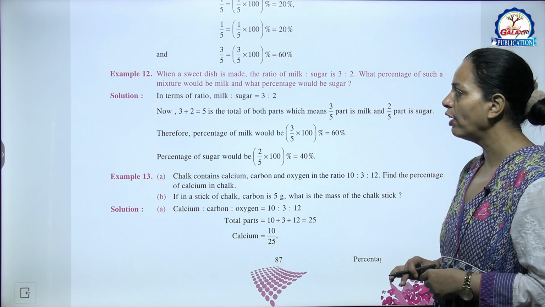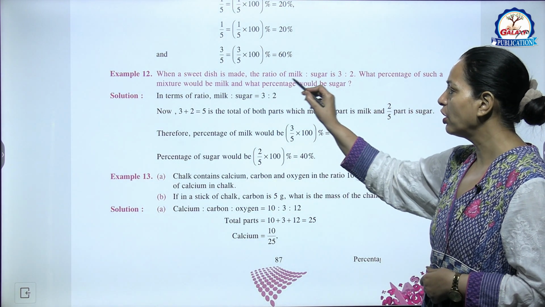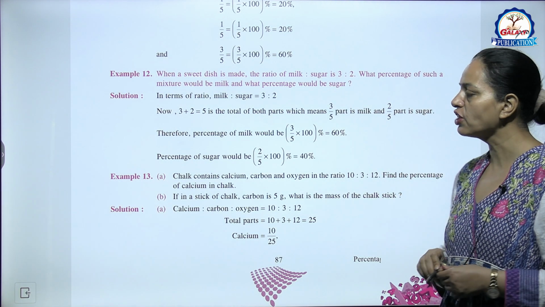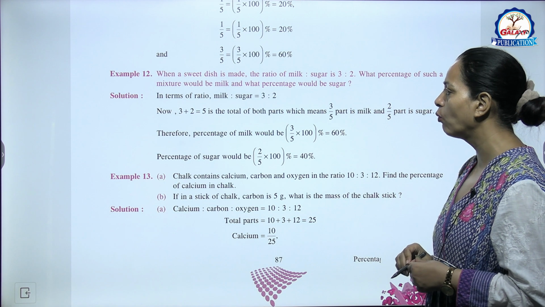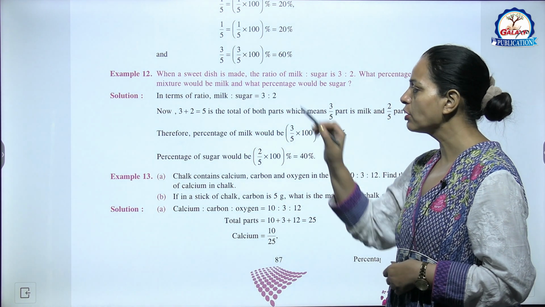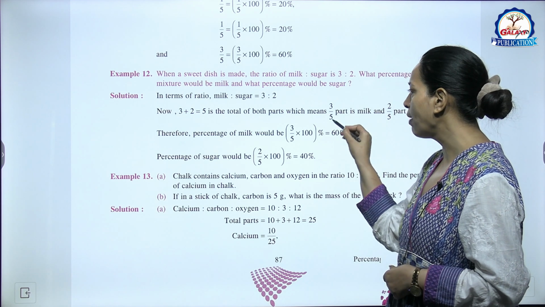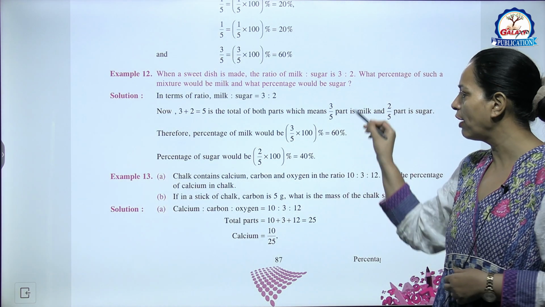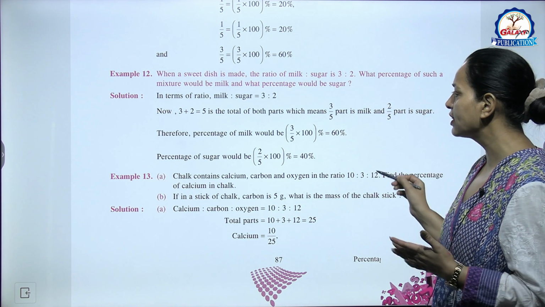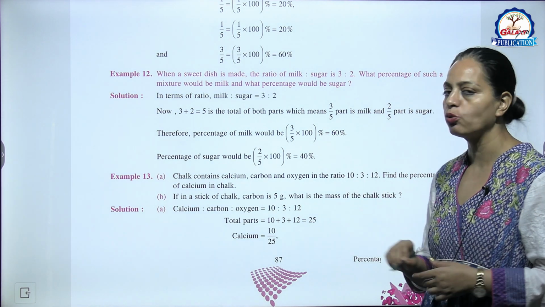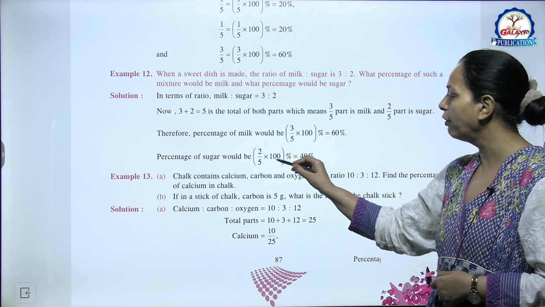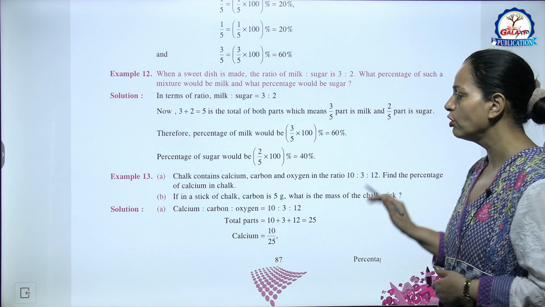Now example 12, when a sweet dish is made, the ratio of milk to sugar is 3:2. What percentage of such a mixture would be milk and what percentage would be sugar? So total sum is 3 plus 2, 5. So parts 3 by 5 and 2 by 5. 3 by 5 part is milk and 2 by 5 part is sugar. We have to find the percentage. 3 by 5 into 100% means 60% milk and 2 by 5 into 100 means 40% sugar.